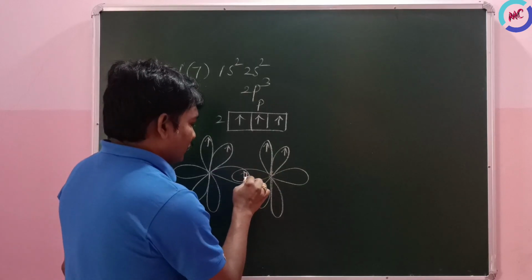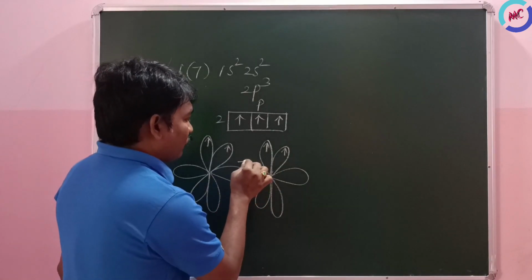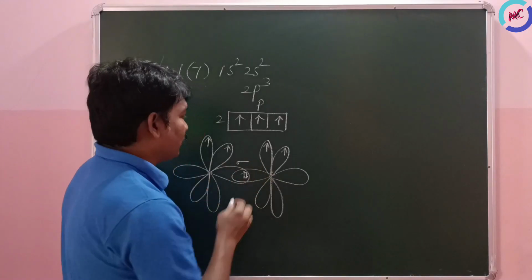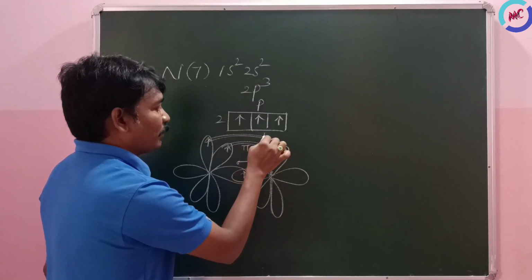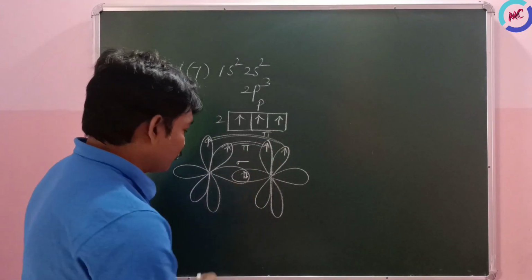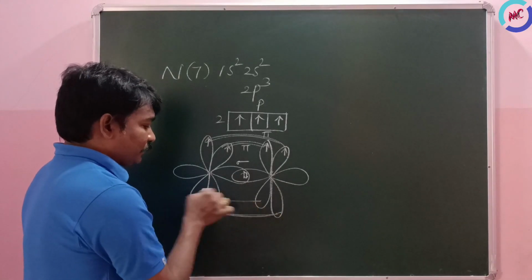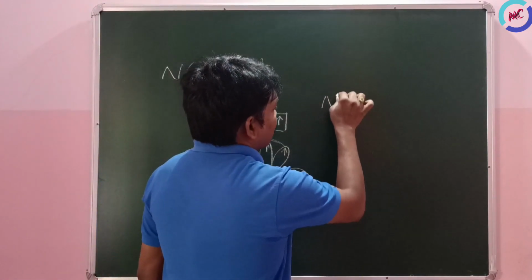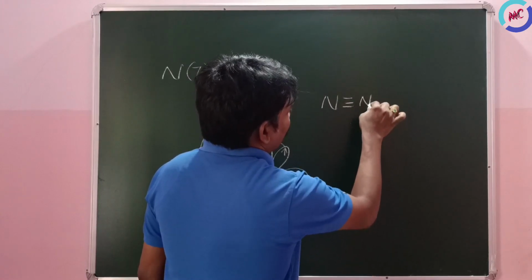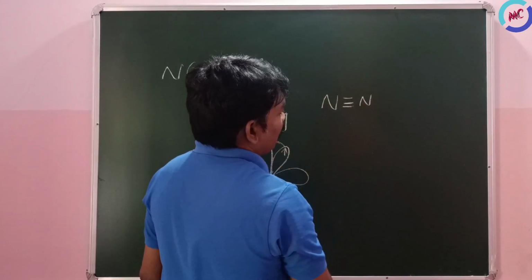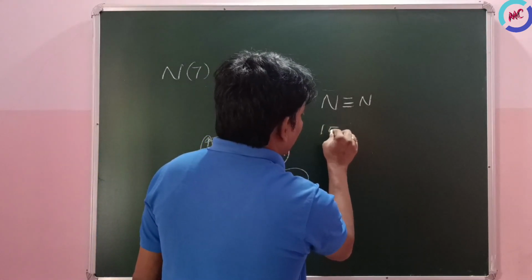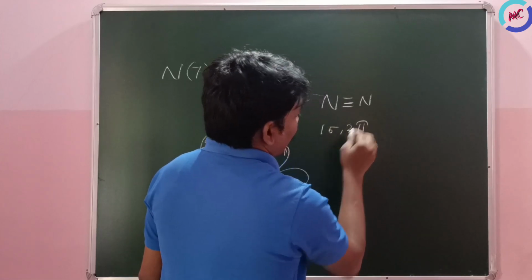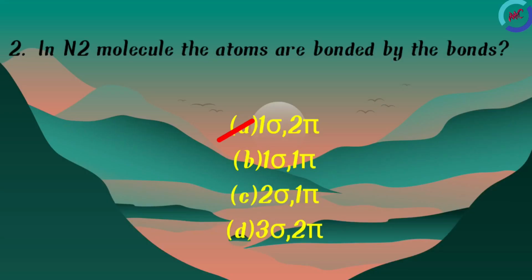Now the bond will develop. Direct overlapping leads to sigma bond formation, and side by side overlapping forms pi bond. There are 2 pi bonds and 1 sigma bond, and as a result we can see a triple bond between 2 nitrogen atoms. In a nitrogen molecule we have a triple bond, and one is a sigma bond and the remaining 2 are pi bonds. Option A, 1 sigma and 2 pi bonds, is the right answer.